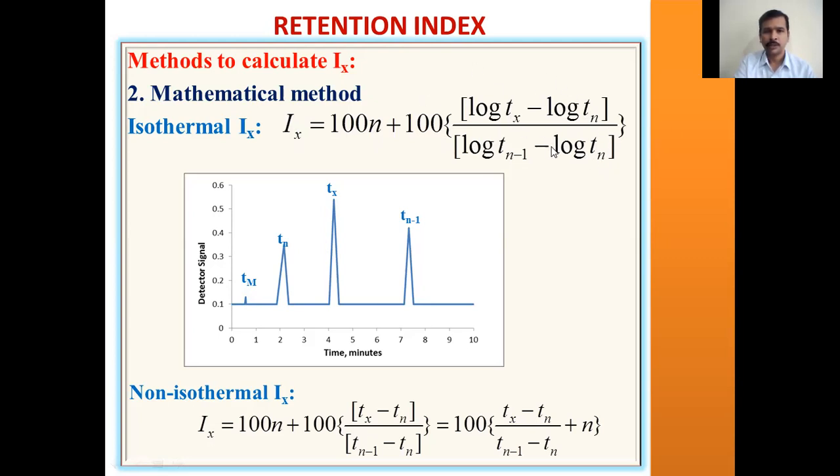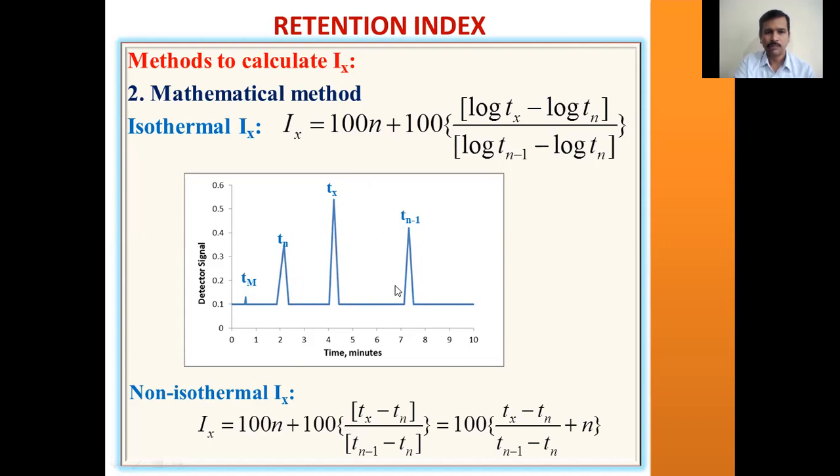What is this? In order to calculate by using the mathematical expression, you should have a chromatogram. Not only a chromatogram, suppose this is the peak for the unknown solute, for which you have to calculate the retention index. So peaks must be present in the chromatogram before the unknown solute and after the unknown solute. Assume this is the unknown. There is a solute eluted before the unknown compound and after the unknown compound. At least two solutes must give a peak before and after the elution of the unknown compound.